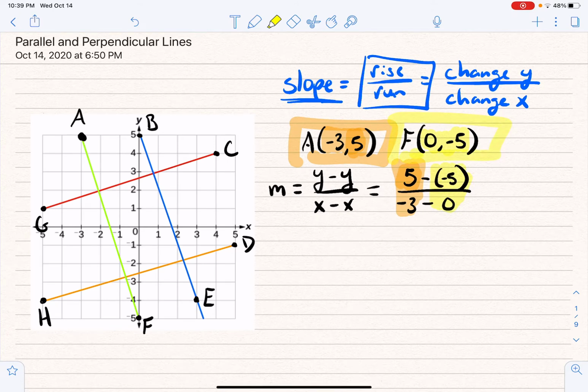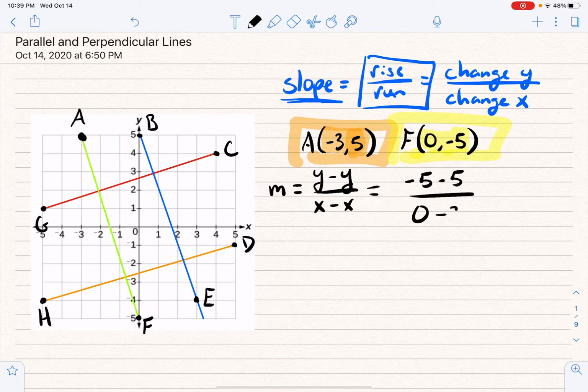Now I could have swapped the order entirely. I could have said negative 5 minus 5 all over 0 minus a negative 3. I could have done that as well, as long as these two come from the same point and these two come from the same point. Doesn't matter what order. So that's important.